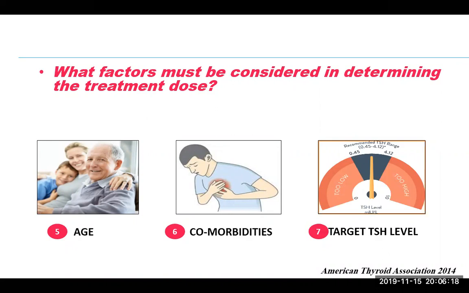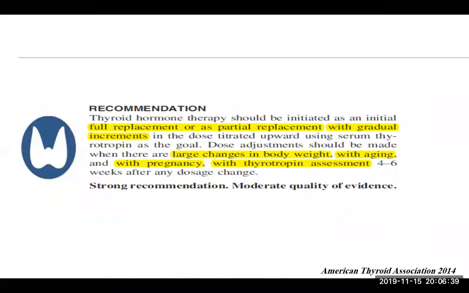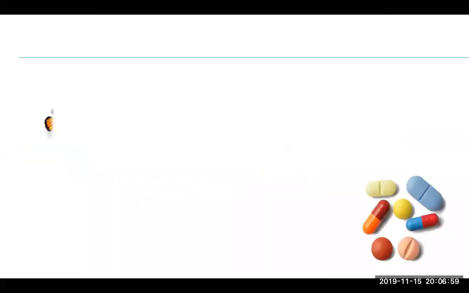And also, our target of TSH must be determined, because usually the target of TSH is the lower half of the normal, from 0.5 to 2.5 in most of our cases. But with differentiated thyroid carcinoma, this target is different, because according to our risk classification for our patient, the target of TSH is different. And of course, in most cases, we can replace by full replacement dose or partial replacement dose, and follow up every 4 to 6 weeks after changing the dose until stabilization of TSH, and then every 6 months, and then annually.